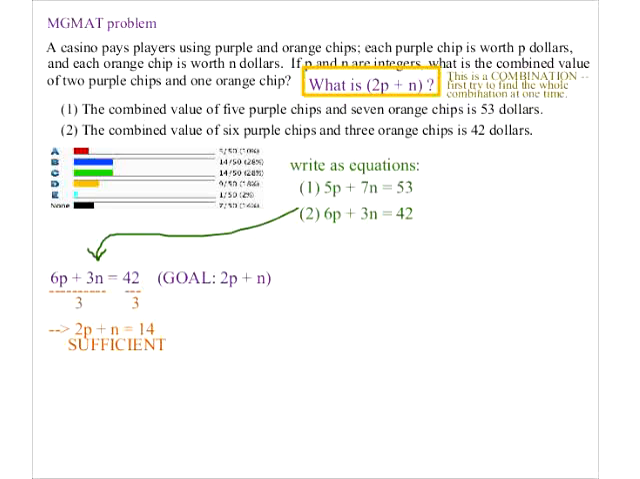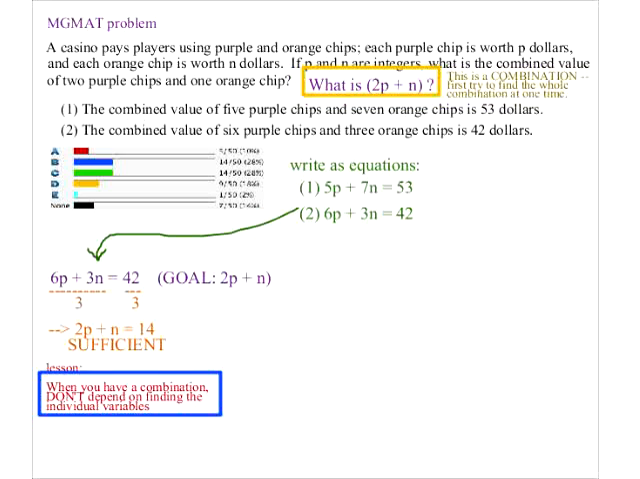So there's a lesson to be learned here. It's not the major lesson of today, but when you have a combination, don't depend on finding the individual variables. In a lot of cases, you just won't be able to find them. For instance, here you can't find p and you can't find n. But you can still find the combination that you want. You can still find 2p plus n. Smiley face if that statement makes sense, it's sufficient. Now we'll move on to the other one, which is a lot more interesting.